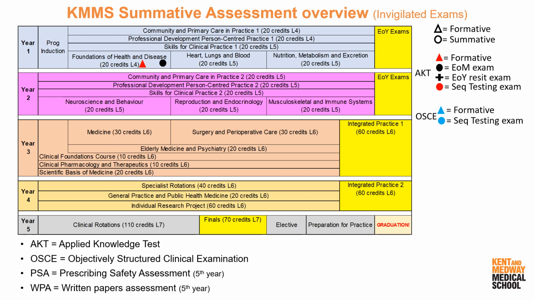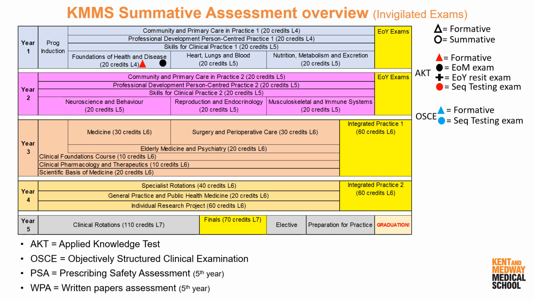So as you can see in the first system-based module of year 1, Foundations for Health and Disease, just after about halfway in the module, there will be a formative 30-item mock paper or formative AKT, which we call the module tutorial tests. And the students will then, at the end of the module, have an opportunity to do the end of module exam, which is 120 questions. And if they pass that, then they have completed the module's assessment from an AKT perspective.